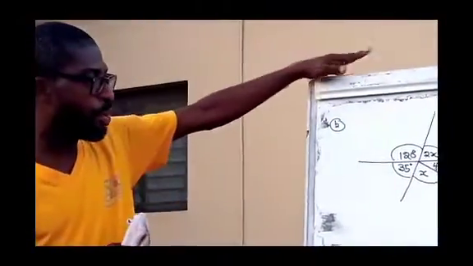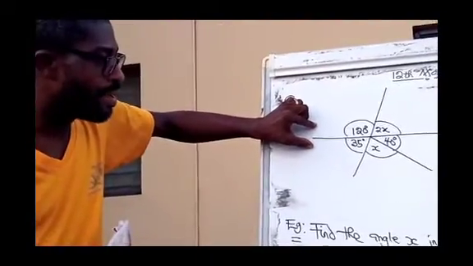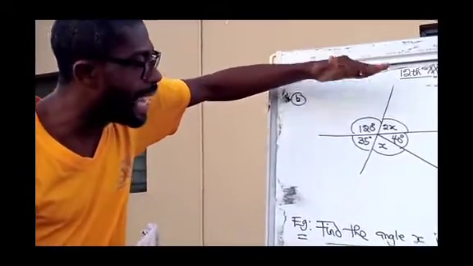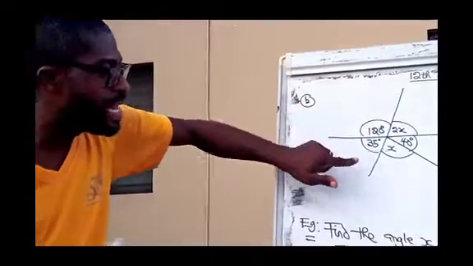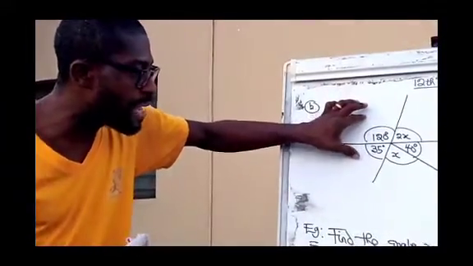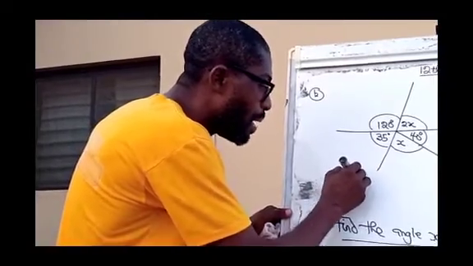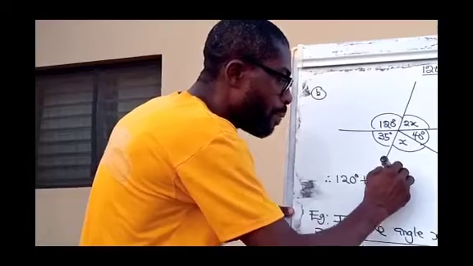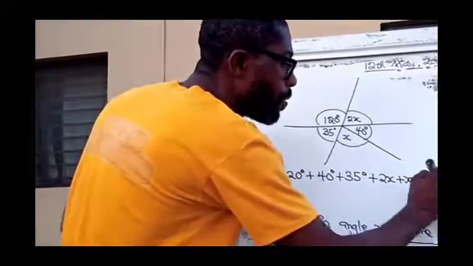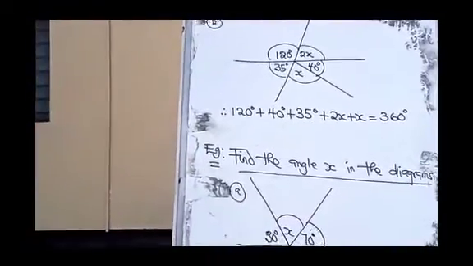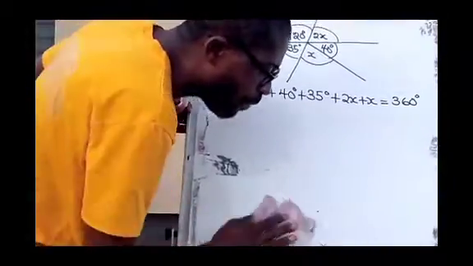This is angles about a point. Why? Because they are exceeding the adjacent straight line. We could see that angles are formed at the top here and angles are formed below the adjacent straight line. So mathematically, the angles are moving as if they are the circumference of a circle. So all the angles here should add up to 360 degrees. So we'll have 120 degrees plus 40 degrees plus 35 degrees plus 2x plus x all equal to 360 degrees. This is what we are supposed to do, and that tells us that these angles move about a point.